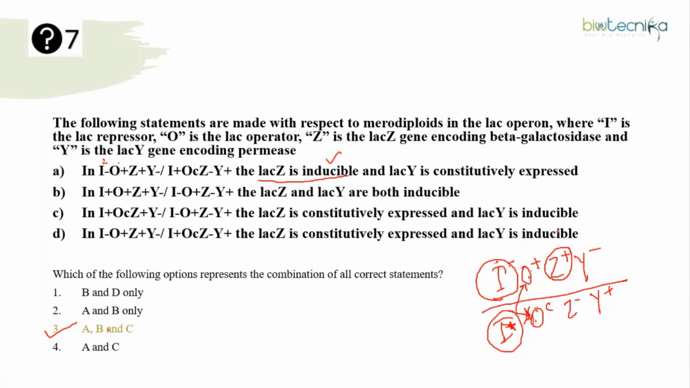What about lacY? Here there is no presence of lacY. It is negative. But here I have a lacY gene. But here the operator is constitutive. That means the repressor cannot bind to the operator. Hence, lacY will be constitutively expressed. So this is correct.